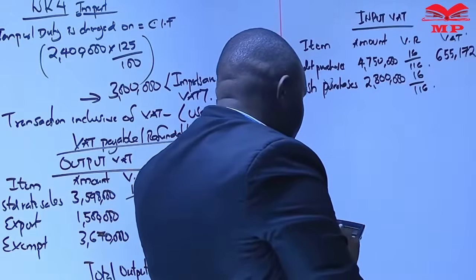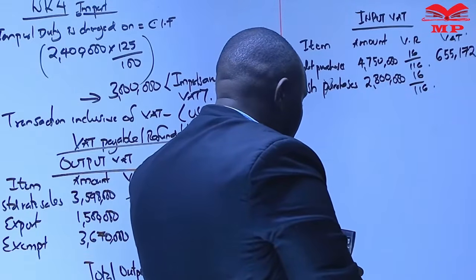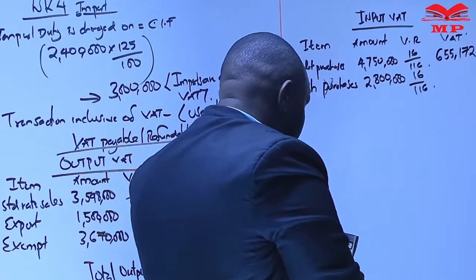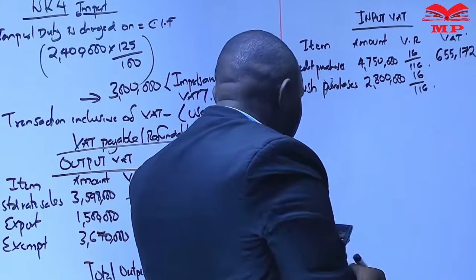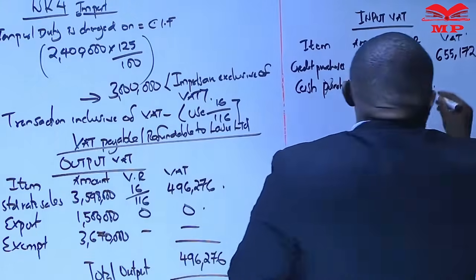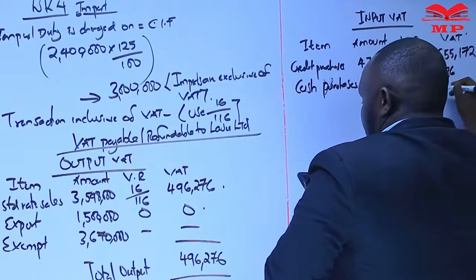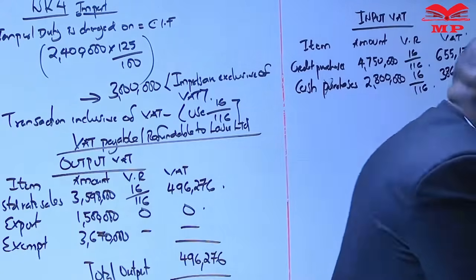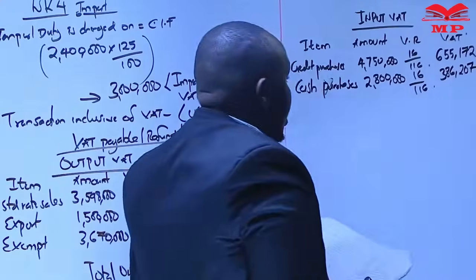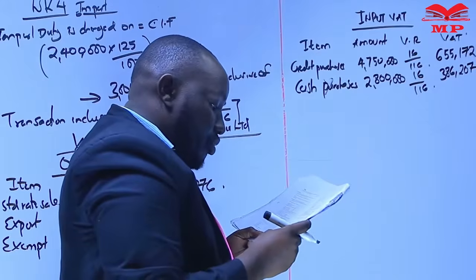So we have 2.8 times 16 over 116. That should be about a figure of 386,207, rounding it to a whole number. We proceed to the next.